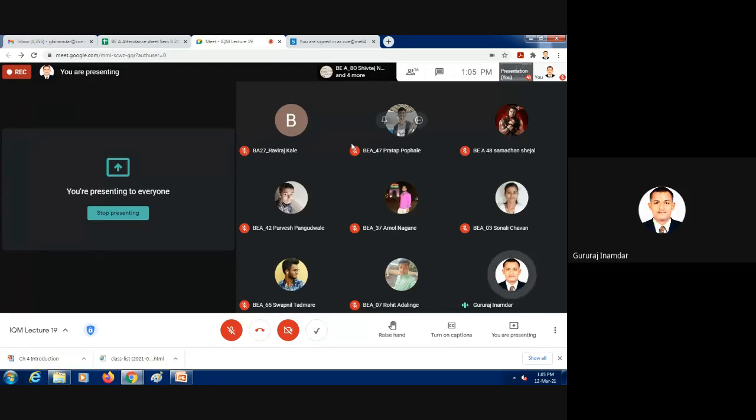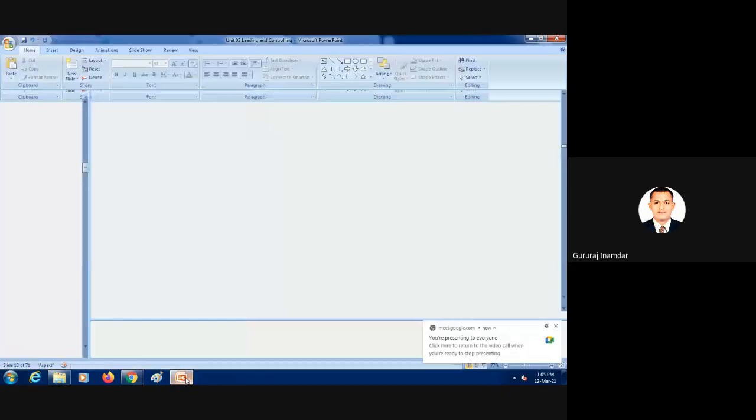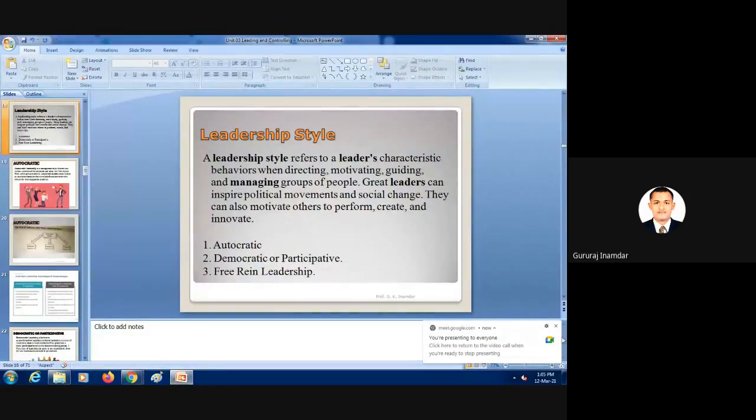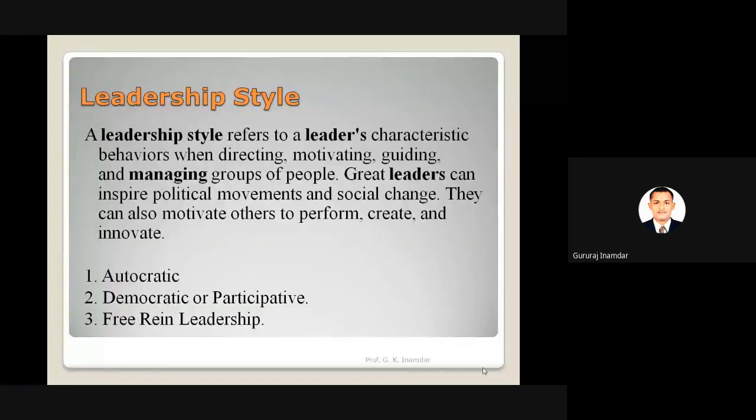Last lecture we started the leadership styles. There are three basic styles. Which styles? Autocratic, democratic or participative, and last is the free reign leadership. We already started this point in the last lecture.